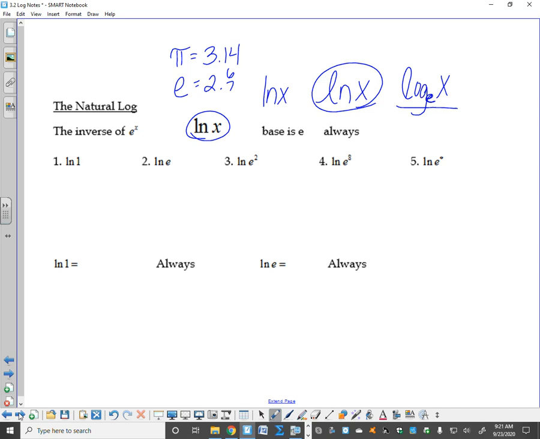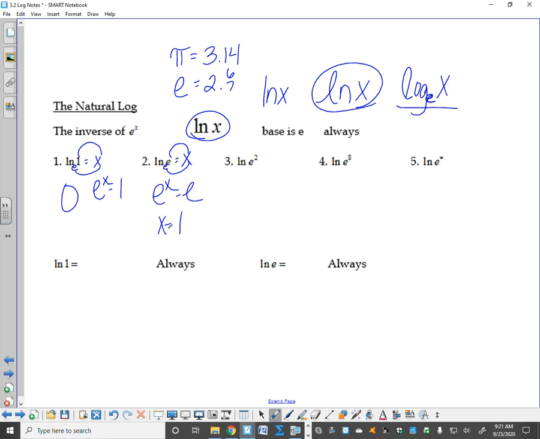Okay, so ln of 1, well, we've talked about this. Any log of 1 equals 0. Here's why. If I set this equal to x, remember the base is e. If I snail it, I get e to the x equals 1, and e to the 0 is going to give me 1. Now ln of e. If I set it equal to x, remember the base is e, so e to the x equals e if I snail it. So x has to equal 1 for that to happen.